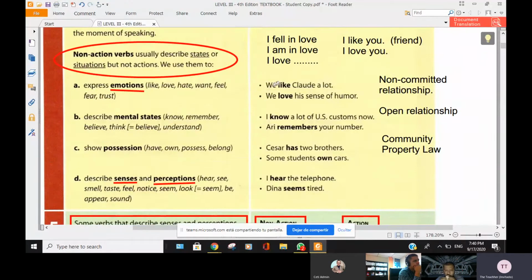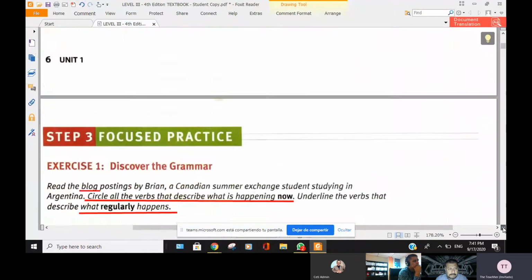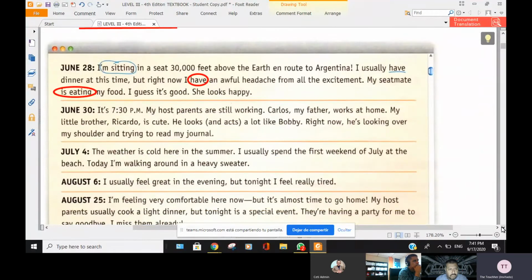Here you have I like, I love, I know. Here you go. He has, okay. Anything that describes possession, and have is one of the ones on the list, is considered a non-action verb, and we cannot put that verb in the progressive, even if it's happening right now. So it is happening right now, but it's possession. He has an awful headache. The reason why we know it's right now is because he included a time marker. And he's telling us, right now, I have an awful headache from all the excitement.